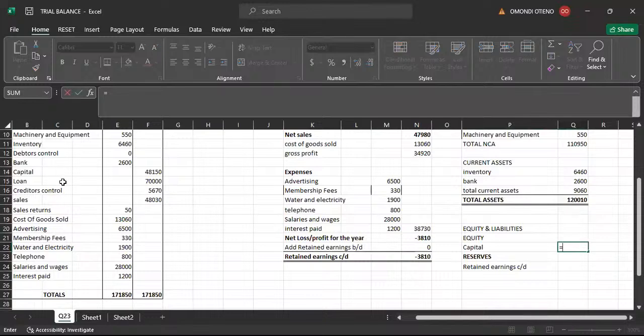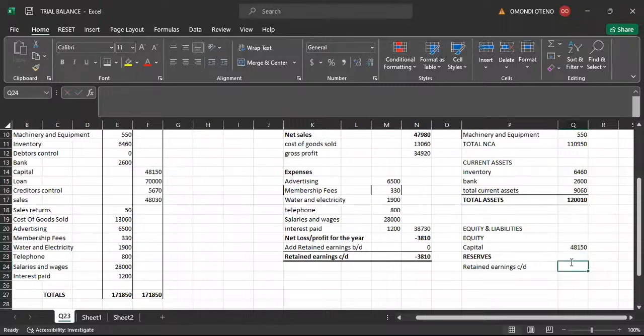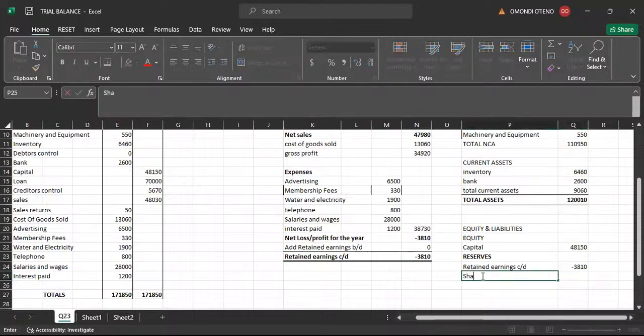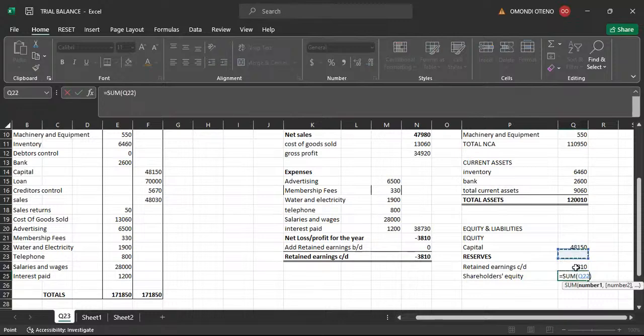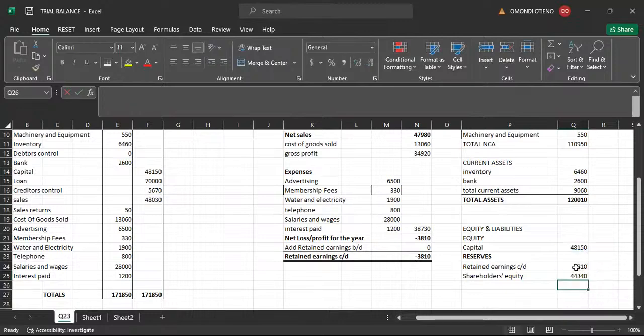So capital, we pick it from which point? Here is the capital. And then retained earnings, which happens to be our negative figure, that is it. If there is no any other reserve, then we call it shareholders equity. Shareholders equity is the summation of everything that is here. That is capital plus any other reserve. So these are our shareholders equity.